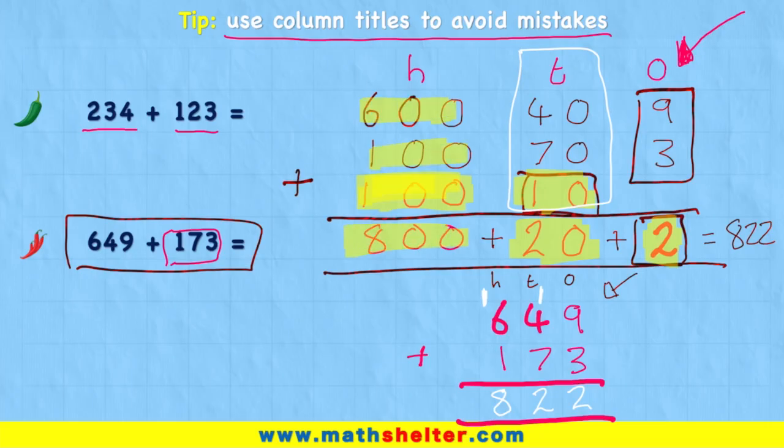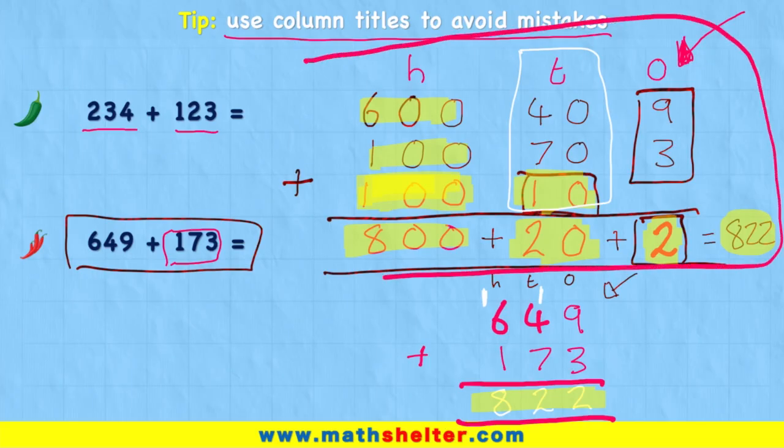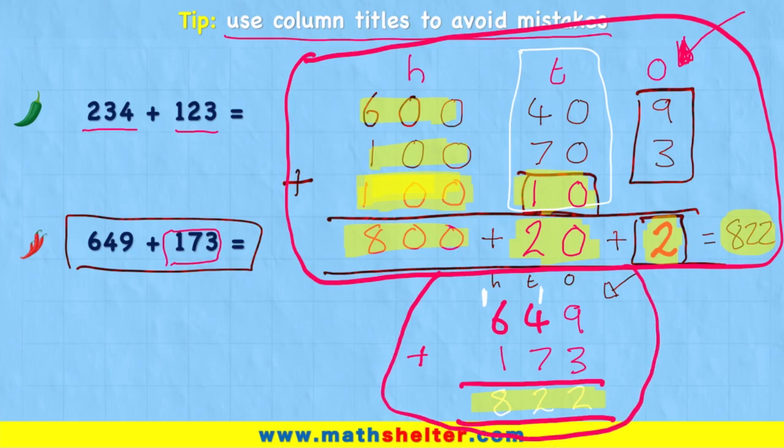The only difference is now that I've got that final column done, I have the full answer ready for me. I don't need to add it all up and get another answer over here. My answer is already ready in the columns at 822, which is why we call it the quick method. So hopefully what you can see is the difference between this method here, which is the expanded column method, and this method here, which is the short column method.